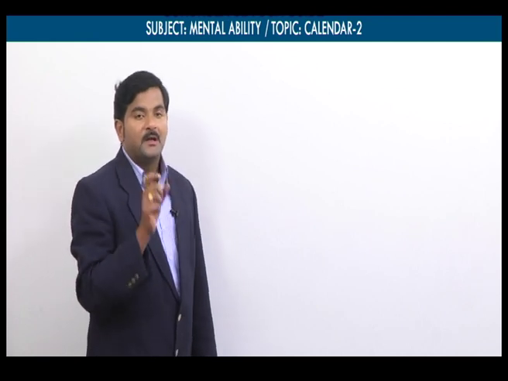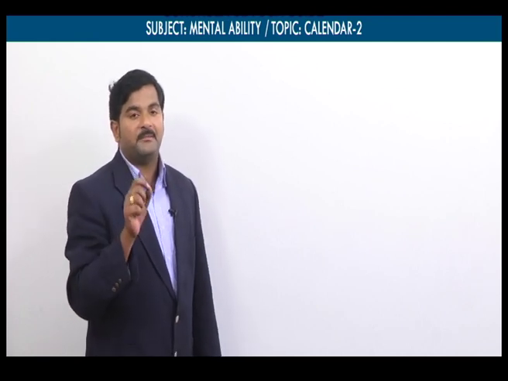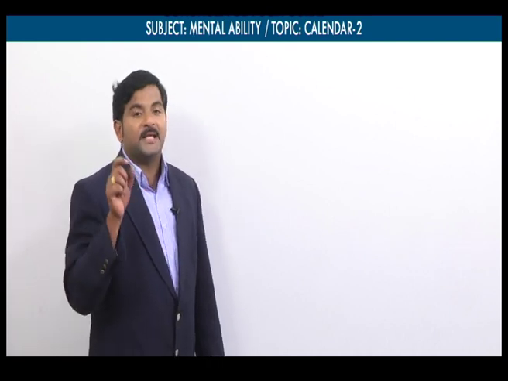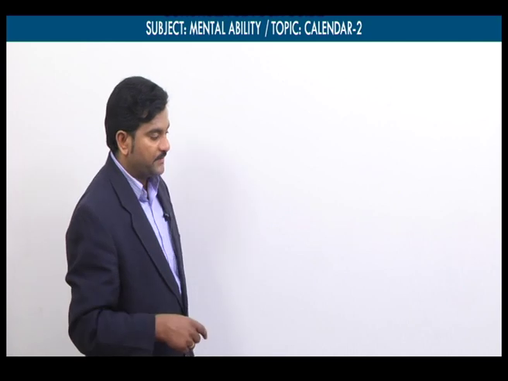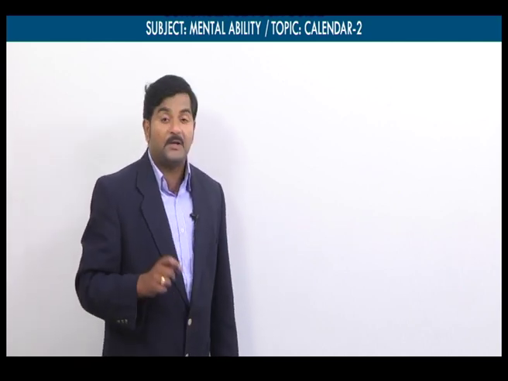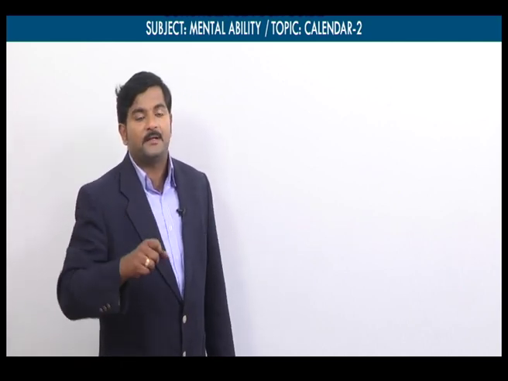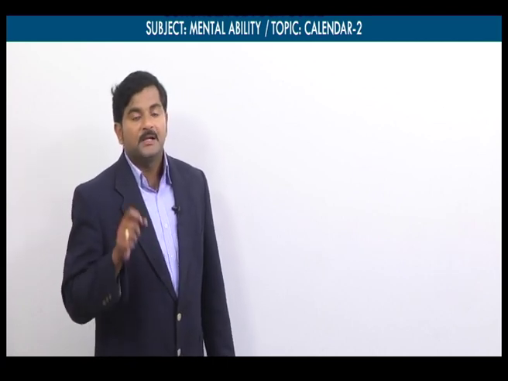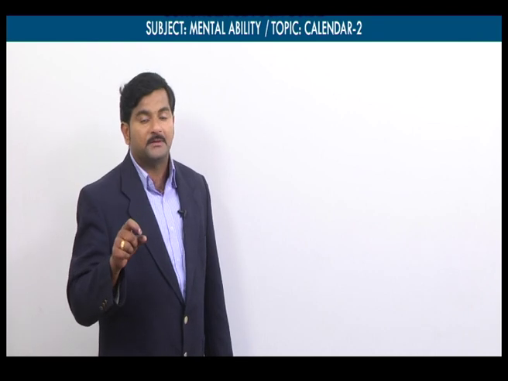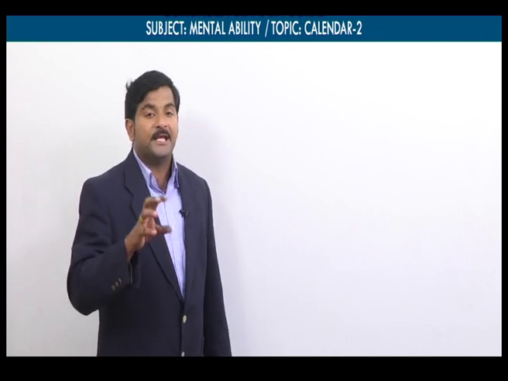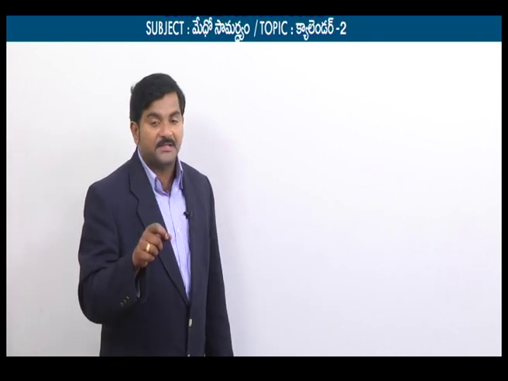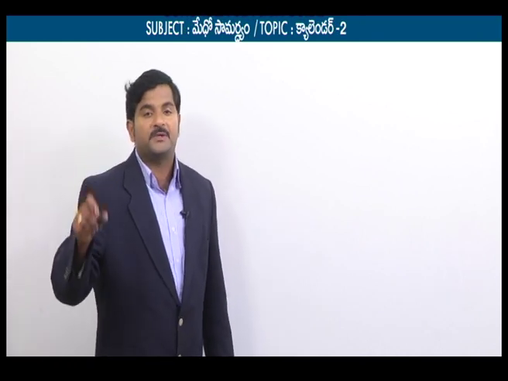In the previous model I mentioned the word same calendar year, whereas in this model I am mentioning the word same calendar month. The best example is in the last session, in calendar first part, I told one point. In an ordinary year, January month and October month are having the same calendar months. What does it mean? If for example January month is starting with Sunday, October also should be starting with Sunday.